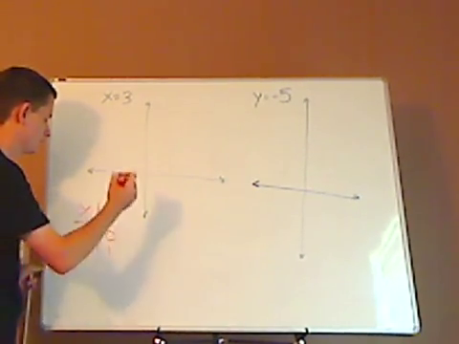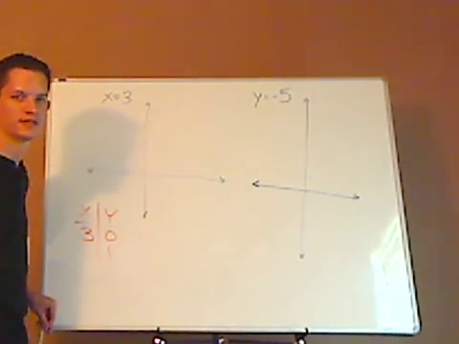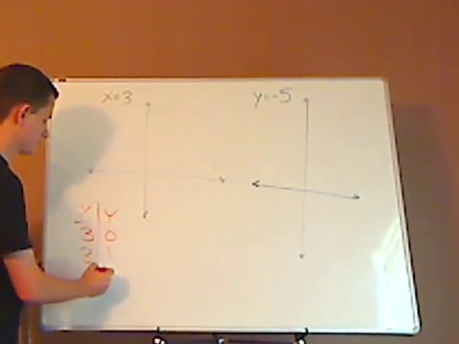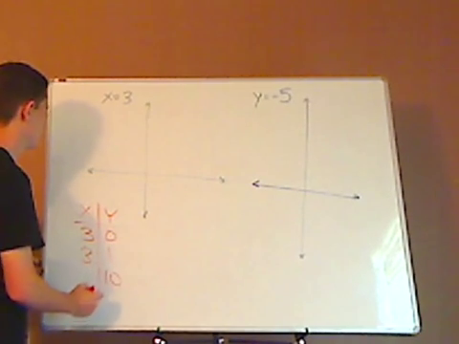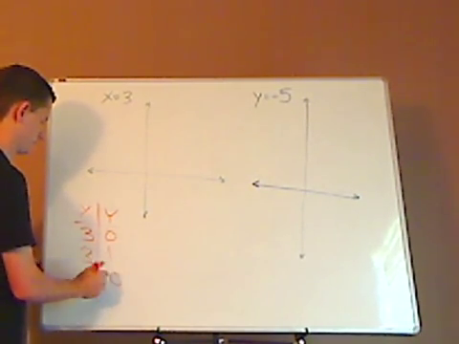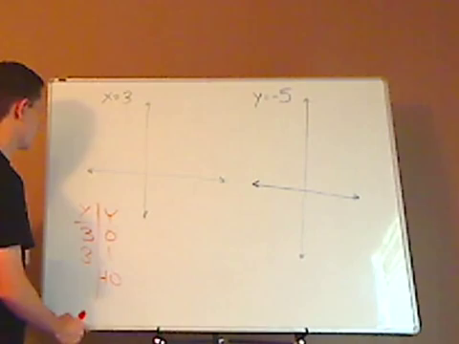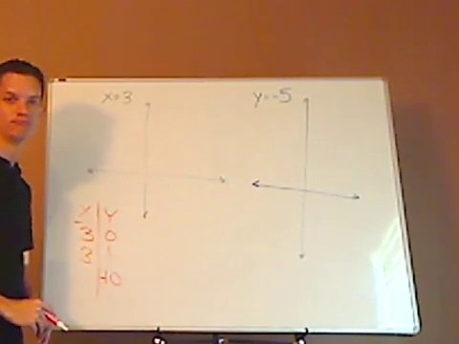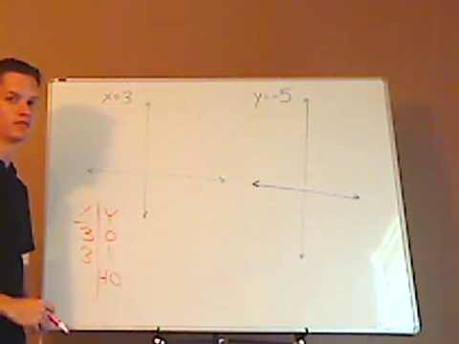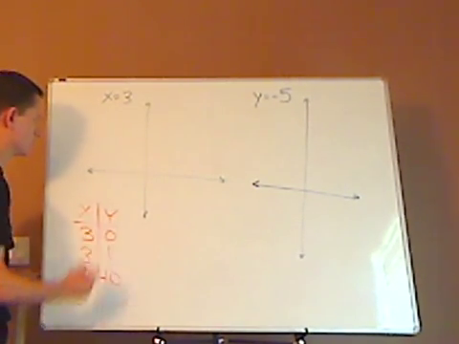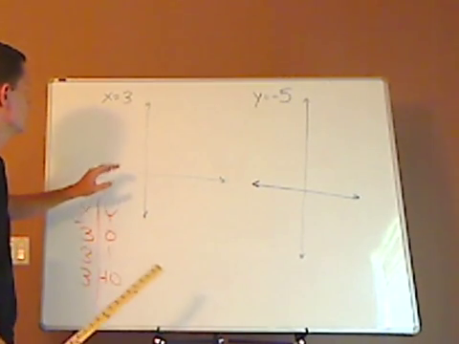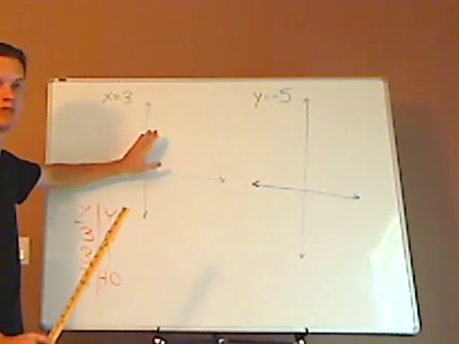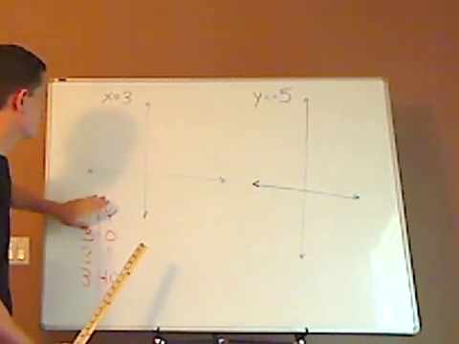If I plug in 1 for y, x is going to be equal to 3. If I plug in -10, let's move on the wild side here, if I plug in -10, what does that mean? X equals 3. So with this graph, it's going to be where x equals 3, always. And it doesn't matter what the y is.